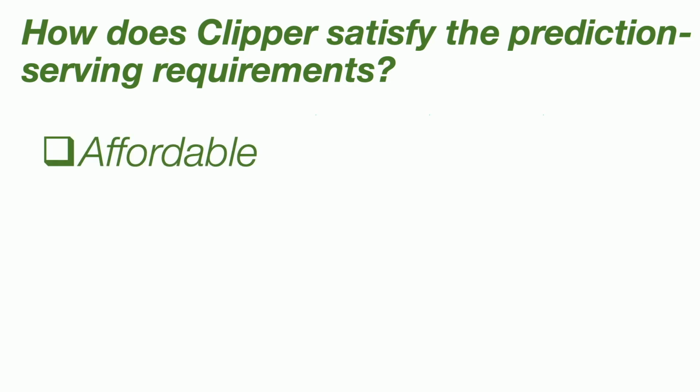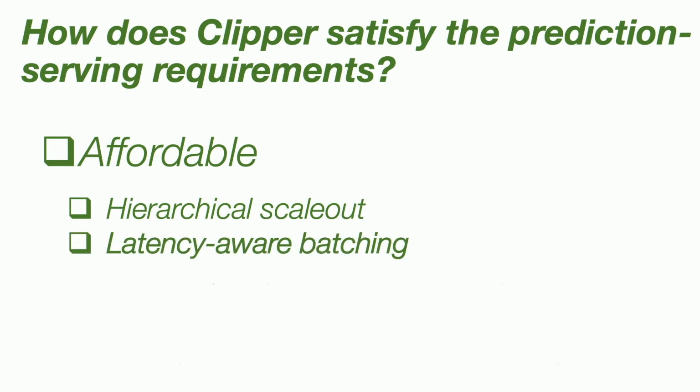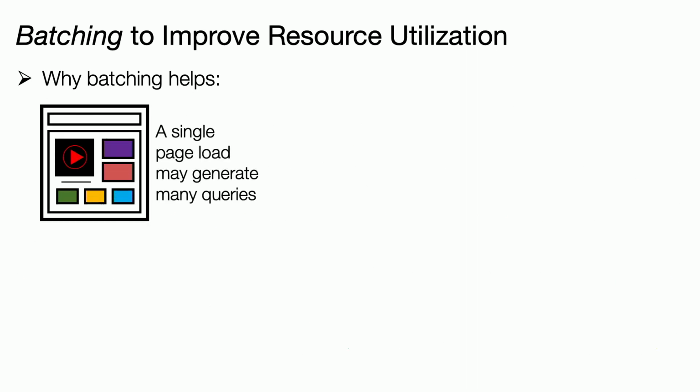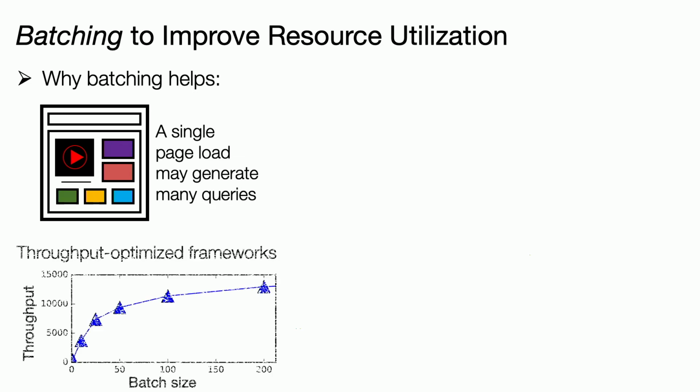Finally, I'll talk about how Clipper makes prediction serving affordable. In addition to hierarchical fine-grained scale-out, we implemented something we call latency-aware batching. One important observation is that batching improves resource utilization. For example, a single page load may generate many queries, and you have many users that generate these queries. These machine learning frameworks are throughput optimized because they're used for training, and they take advantage of data parallelism in both software and hardware. So we can handle a large batch and maximize the throughput.